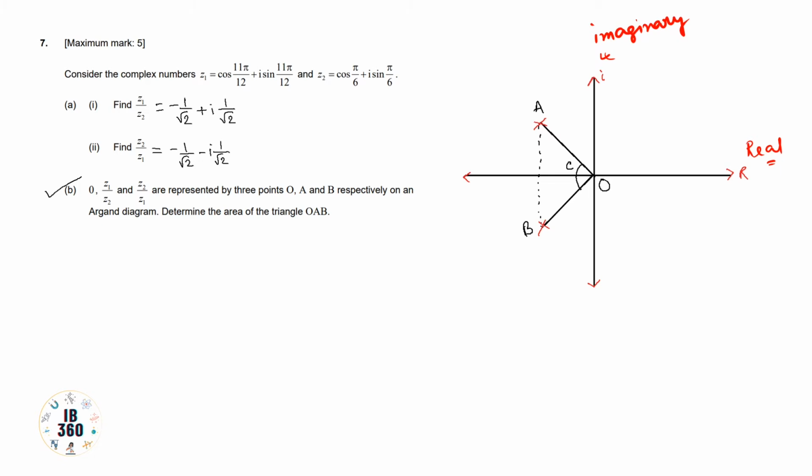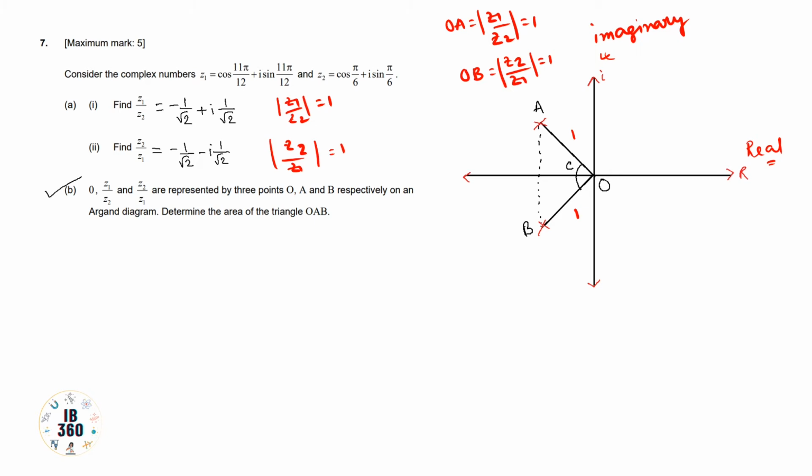If we find the mod of z1/z2, it will become 1. So the value of OA is 1. OA is basically nothing but mod of z1/z2, equal to 1. Now OB is z2/z1, and this mod will be OB. So OB is basically mod of z2/z1, which is again 1.